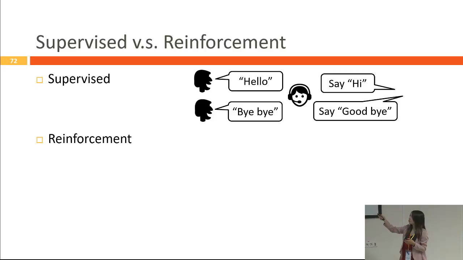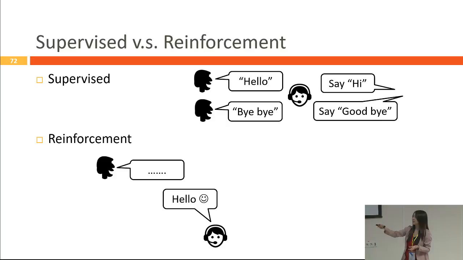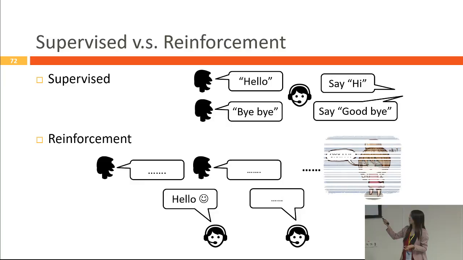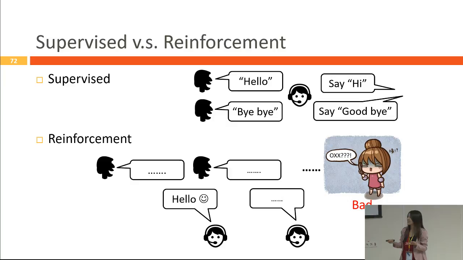So we need to allow this agent to be independent, allow it to interact with the user directly. After the interaction, if the user gets mad, the agent needs to revise its dialogue policy in order to get a better interaction. This we call reinforcement learning. Supervised learning is like learning from a teacher, like when we are in school. But reinforcement learning is more practical, like we need to learn from critics.